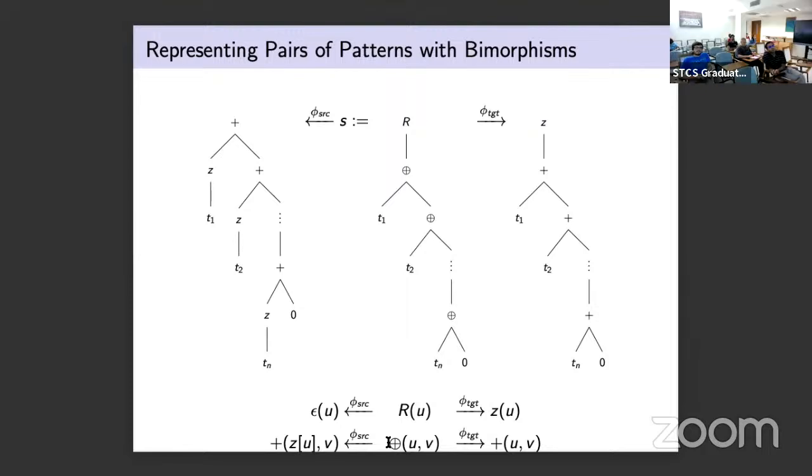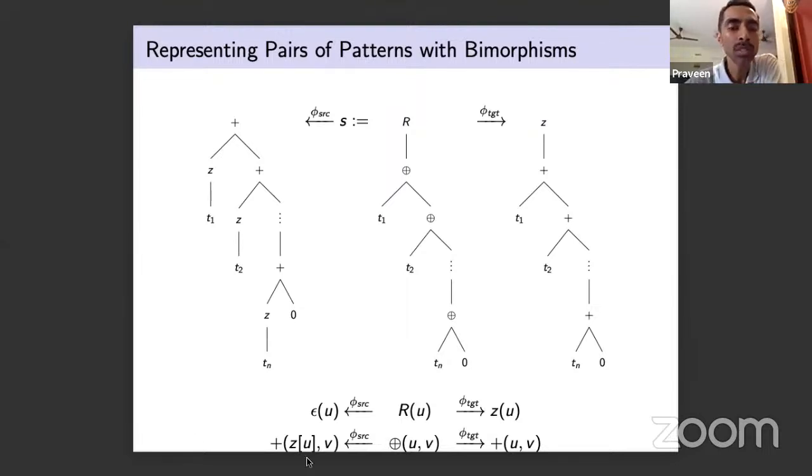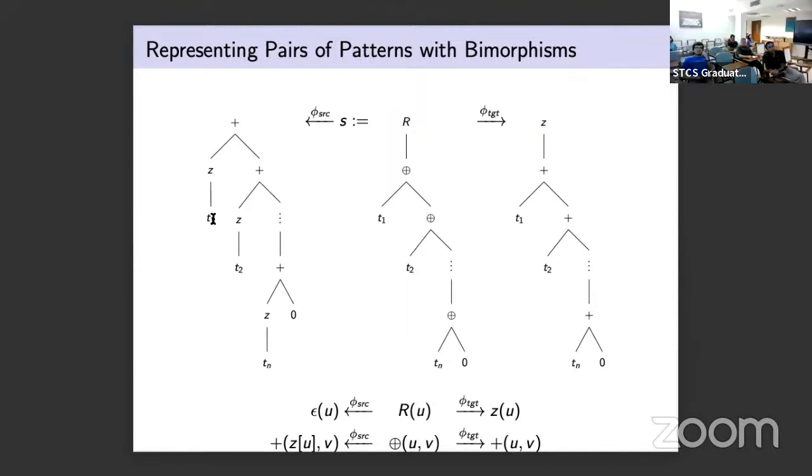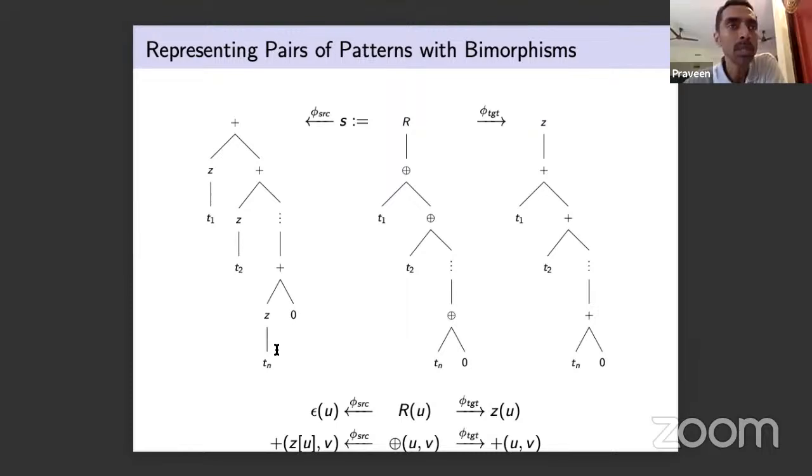Okay, so here the assumption is that you are given the tree in the middle, and then you are representing these transformations. Somehow we would like to have infinitely many pairs of source and target patterns, because these T1, T2, Tn could themselves be any arbitrary arithmetic expressions. They are not coming from a finite set. So we have these infinitely many pairs of source pattern, target pattern pairs.